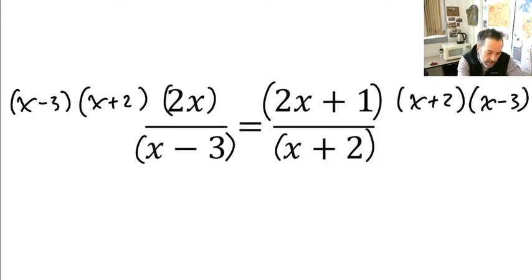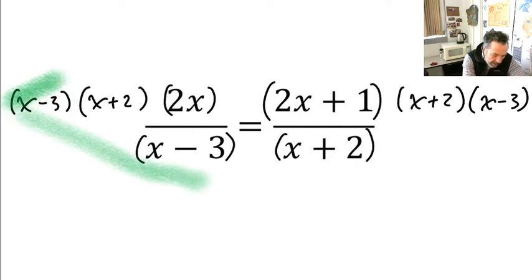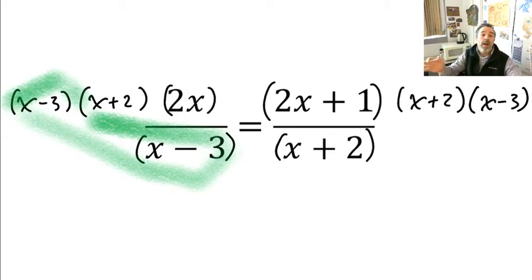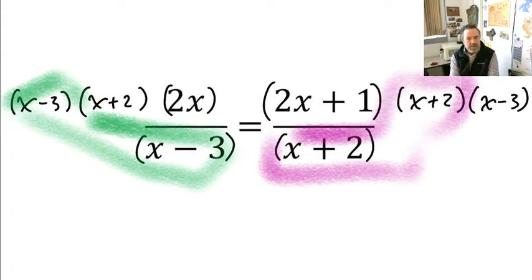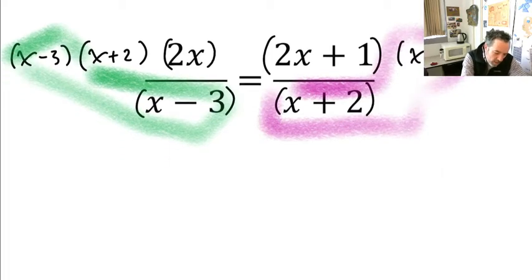And over on the left-hand side, I can see that the x minus 3 over x minus 3 forms the number 1. So that's gone, it's just the number 1. And over on the other side, I can see that there's this x plus 2 over x plus 2. So those are gone as well, right? Gone.